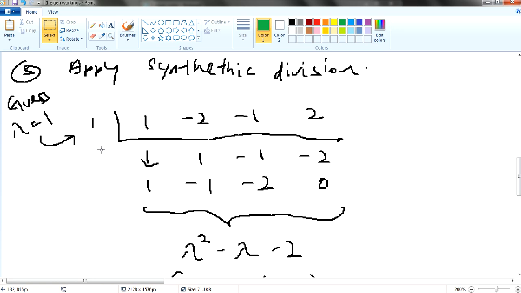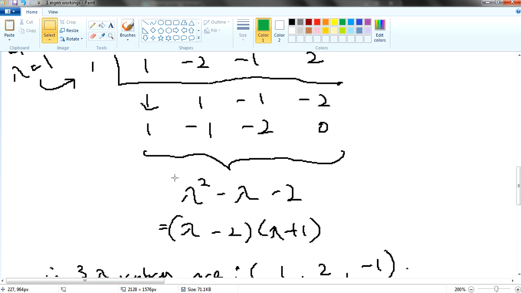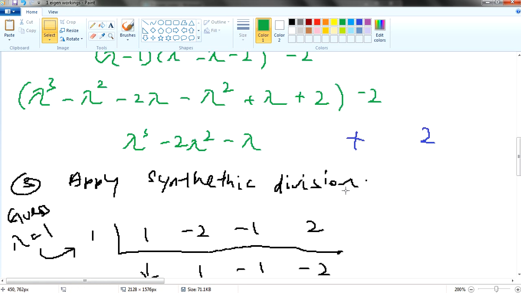If you do that, you will eventually get this, and you can straight away decompose it with simple algebra tools.